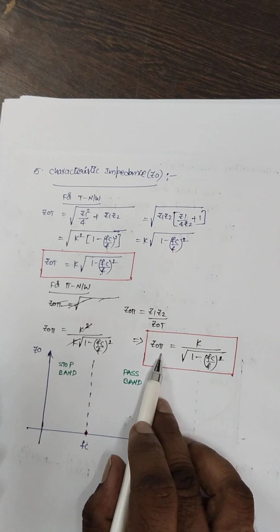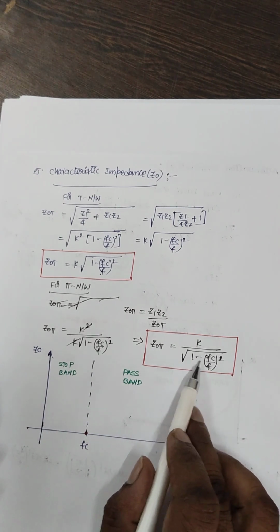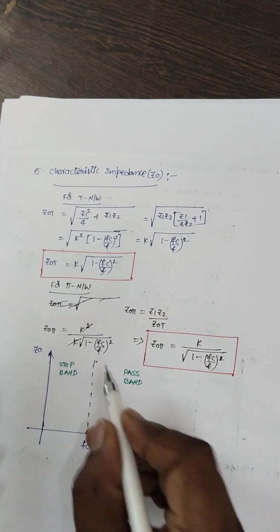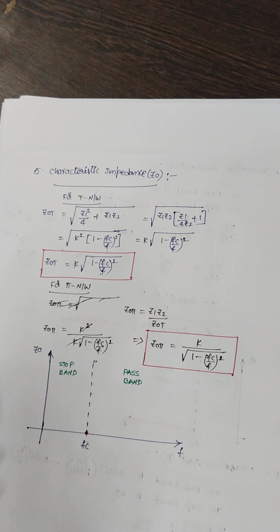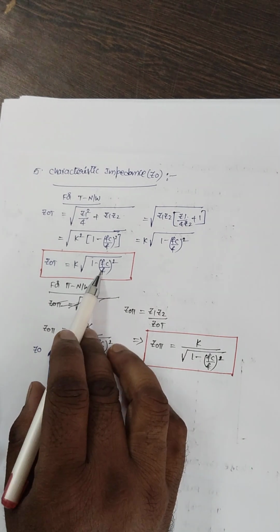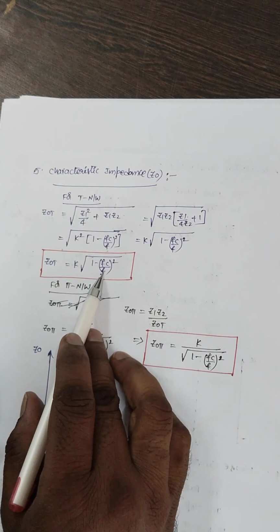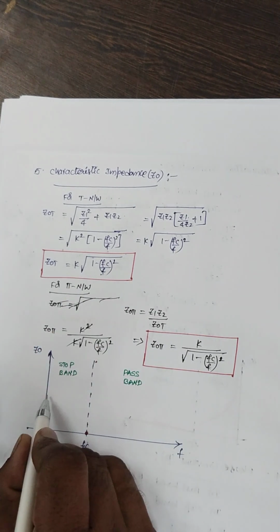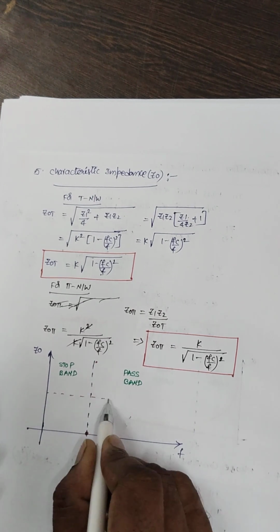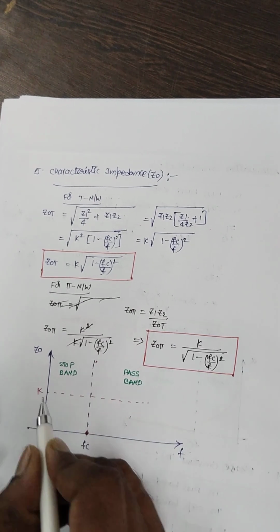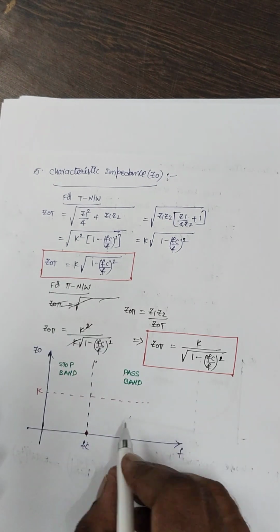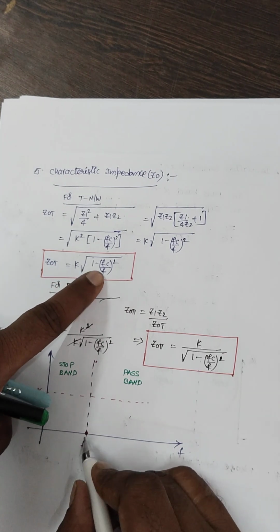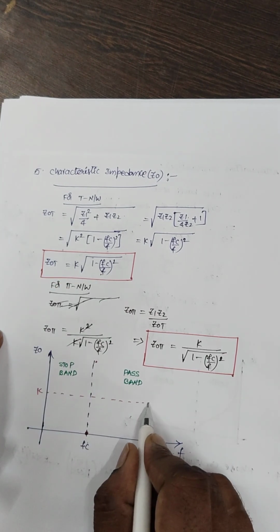And what about Z0π? At f equal to fc, 1 minus 1 is 0 in the denominator, so it is infinity. So it will start from infinity. Now at f equal to infinity, something divided by infinity is 0, so 1 minus 0, it is considered as k. So Z0T will terminate to this k.